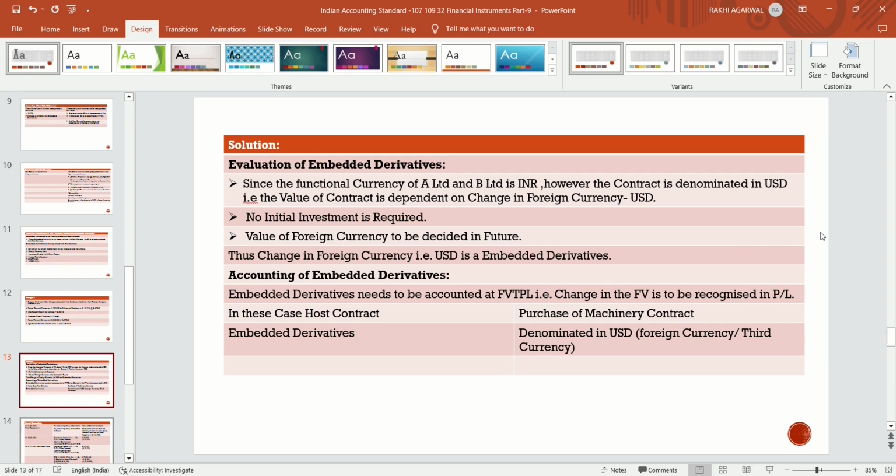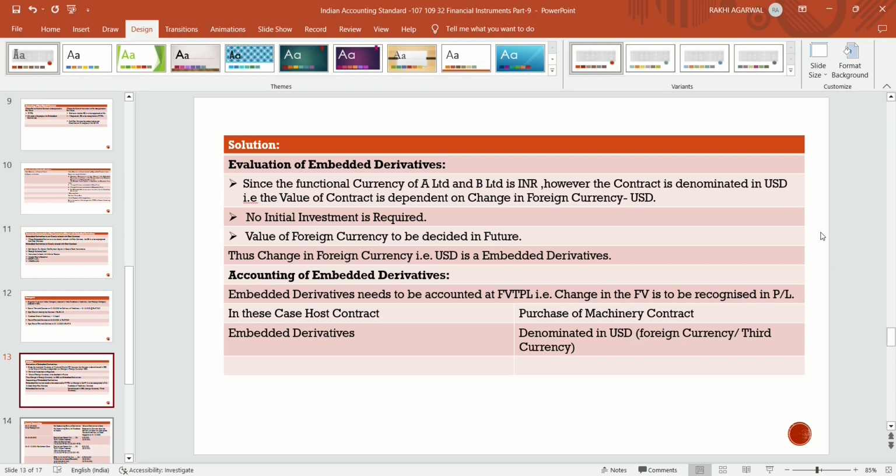So there is a main contract, that is the host contract of purchase of machinery, and it will be denominated in foreign currency. So it fulfills the definition of an embedded derivative, because on the host contract there is a topping on that; the embedded derivative is a topping. So it fulfills the definition of a hybrid contract.